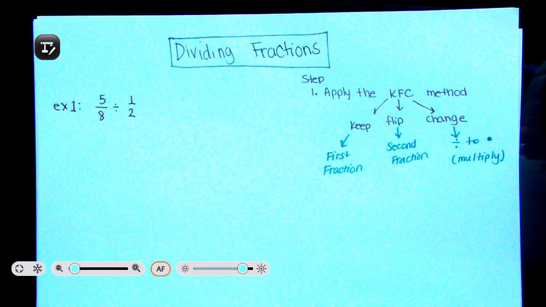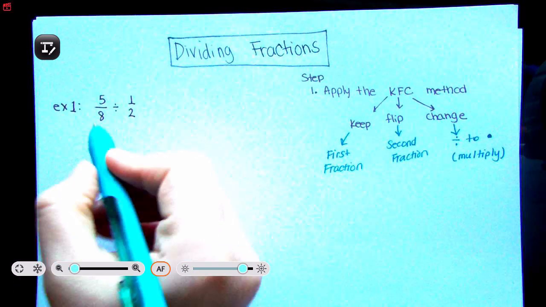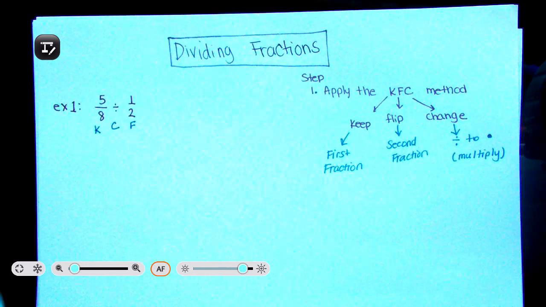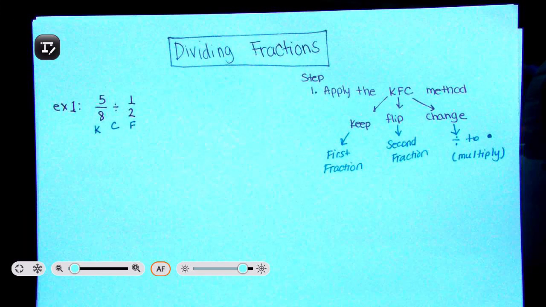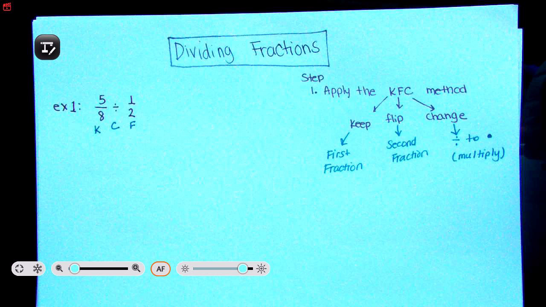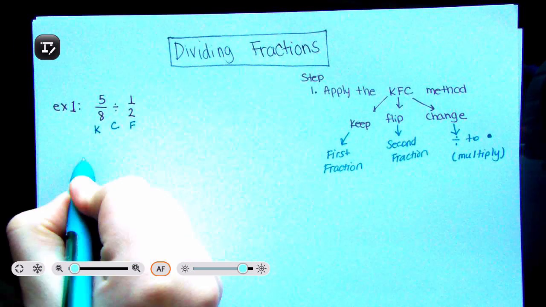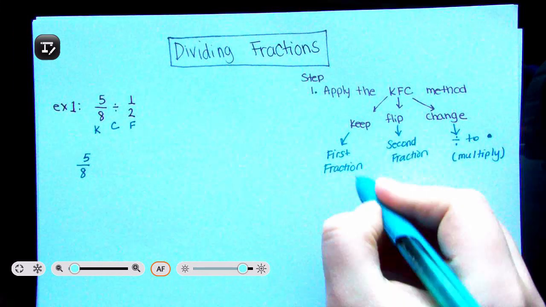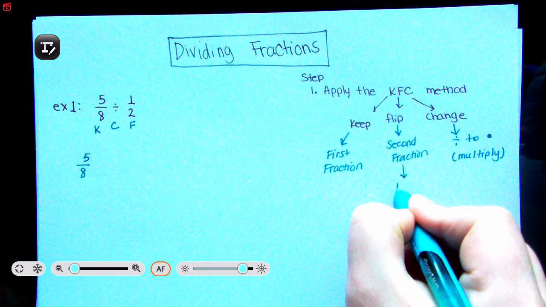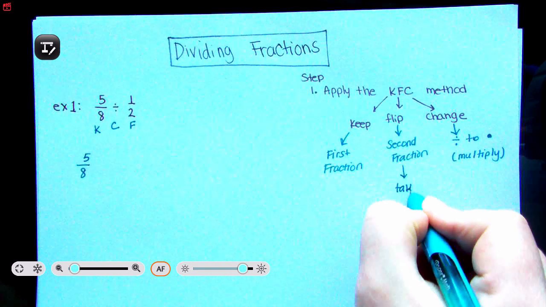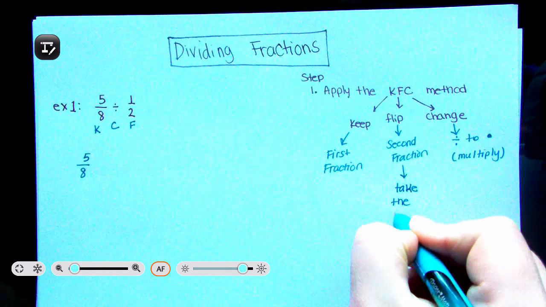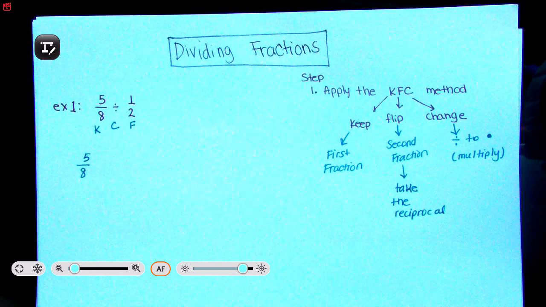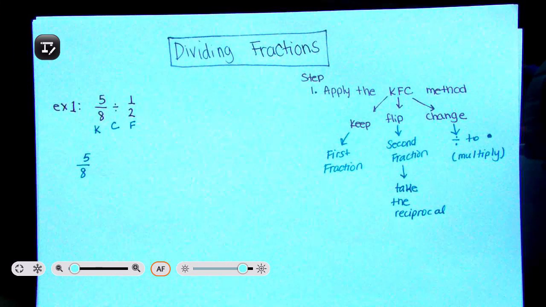Okay, so let's do that. So step number 1, K, F, C. Now it's KCF when we write it out, but KFC is easier to remember. Okay, so we're going to keep our first fraction. We're going to flip our second. By flip, what I mean is we're going to take the reciprocal. Okay, what that means to take the reciprocal, let me show you.